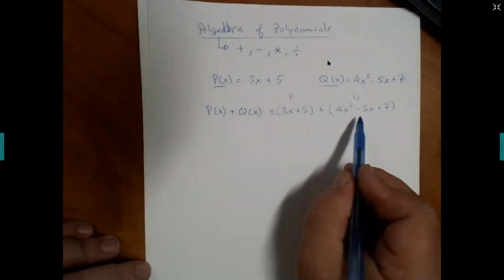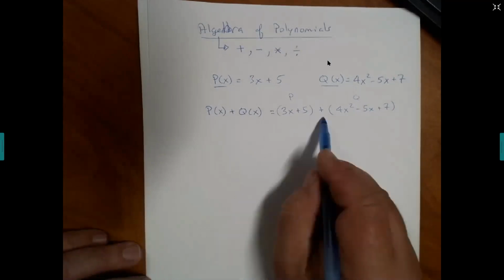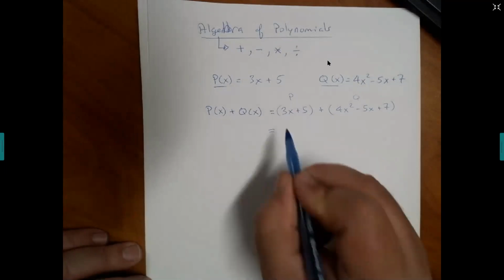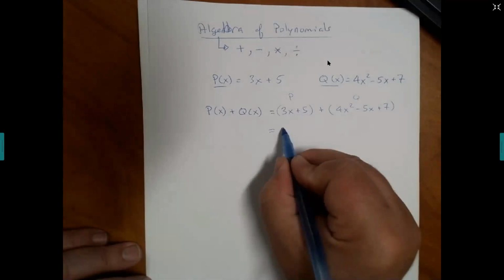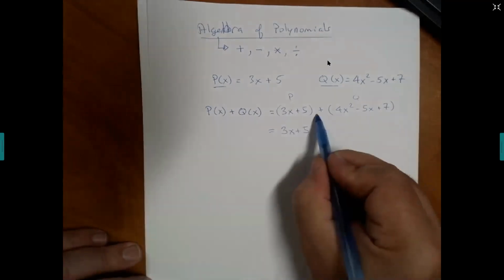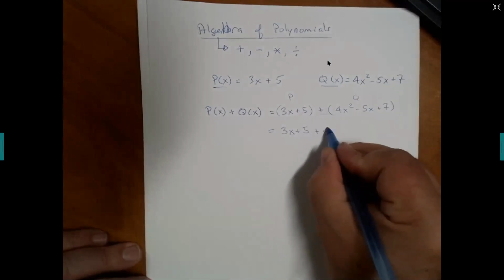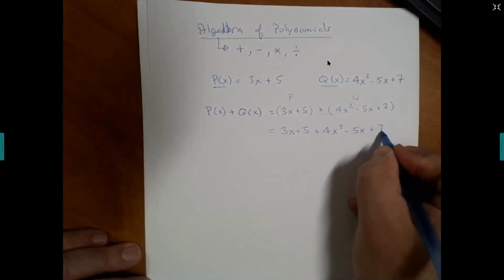I always put parentheses when I first write them down, just in case there's a coefficient in front or a sign change. Do I need the parentheses in front of the p? Is there anything in front of it? No. So I just drop the parentheses. And there's nothing in front of the second one. It's just a positive 1. So I could just put those down.